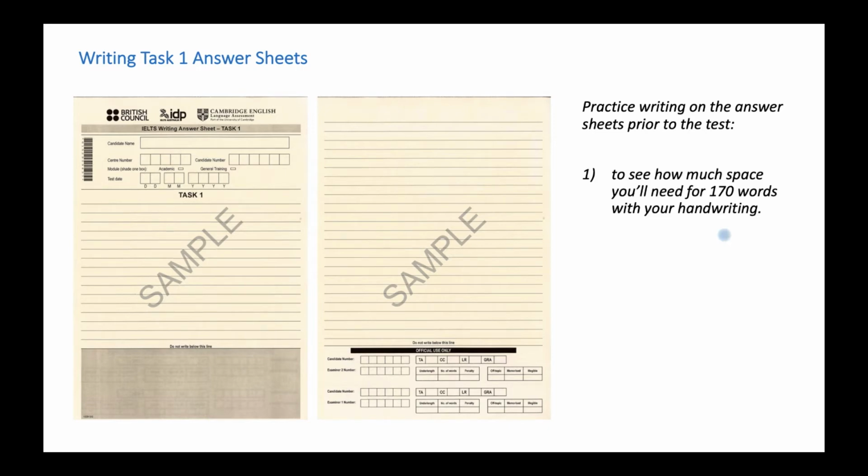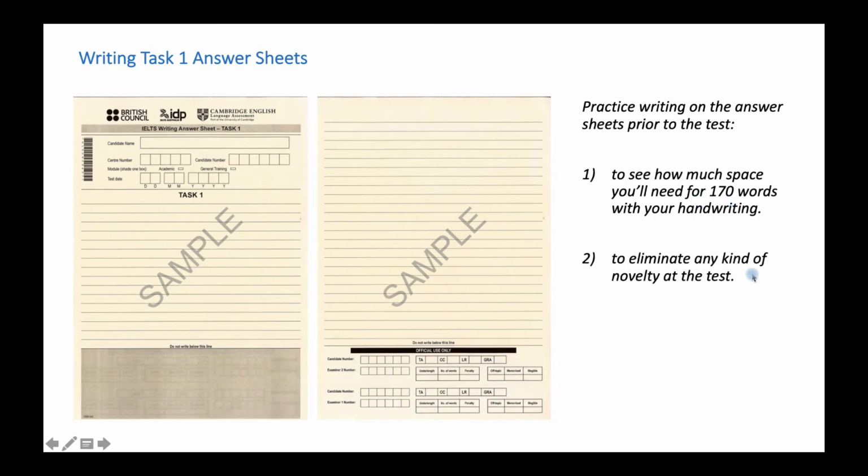So you have this area, this space, the line space to write your answer. Practice writing on the answer sheets prior to the test because you need to see how much space you'll need for 170 words with your handwriting. Well, why 170? Because, well, the minimum number of words you have to write is 150. But if you want to get a high score, you should try to write 170 or even 180 words. You don't need more than that, but 170 should at least be tried.